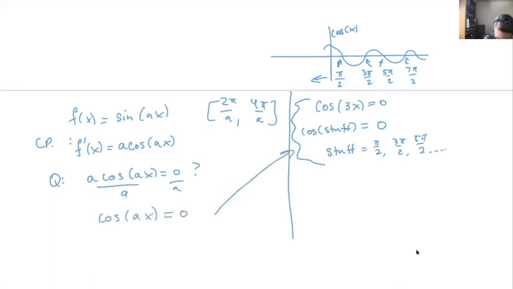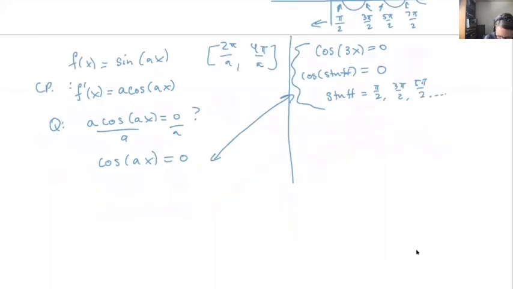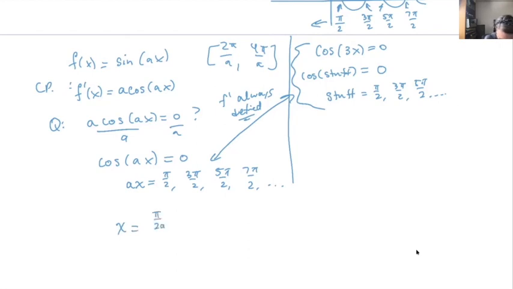And now we're sitting in this situation, right? Also, f prime is always defined. Side note, because it's a cosine function, not a trig function with undefined points. Okay, so cosine of ax equals 0 when ax is equal to pi over 2, 3 pi over 2, 5 pi over 2, 7 pi over 2, so on and so forth. So now we just divide everything by a. So cosine of ax will equal 0 when x is equal to pi over 2a or 3 pi over 2a. Does this make sense?